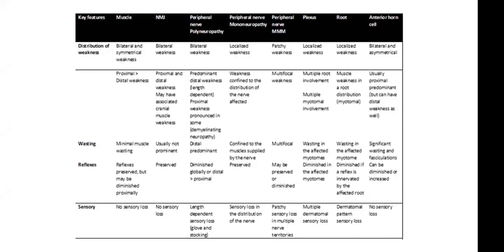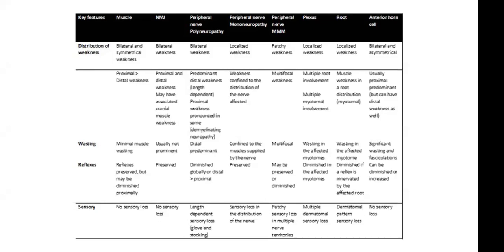Neuromuscular junction: bilateral, asymmetrical, with obvious fatigability. Polyneuropathy: bilateral, symmetrical, but distal predominant. Reflexes are absent or significantly diminished. Sensory loss predominantly distal. That is the pattern. What is the reflex rate in the neuromuscular junction? Usually it is normal. But in an attack, for example in a myasthenic crisis, it can diminish, but usually they are preserved.